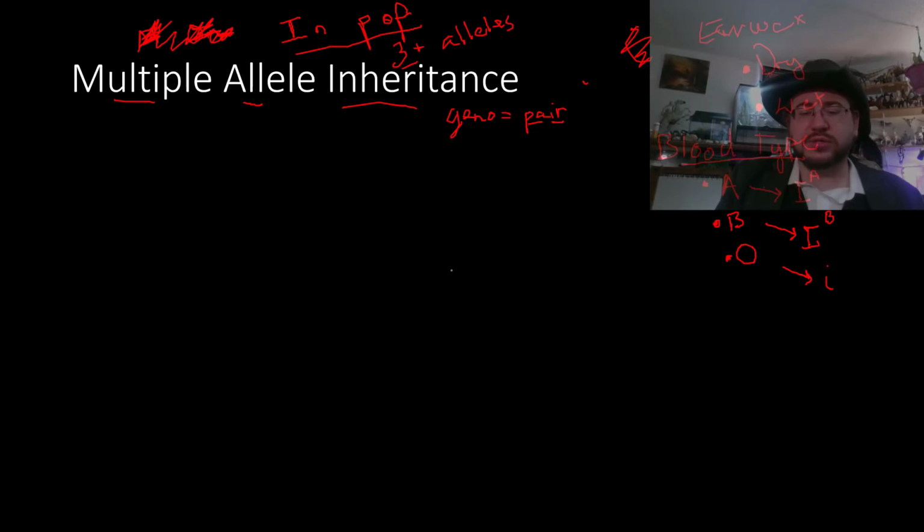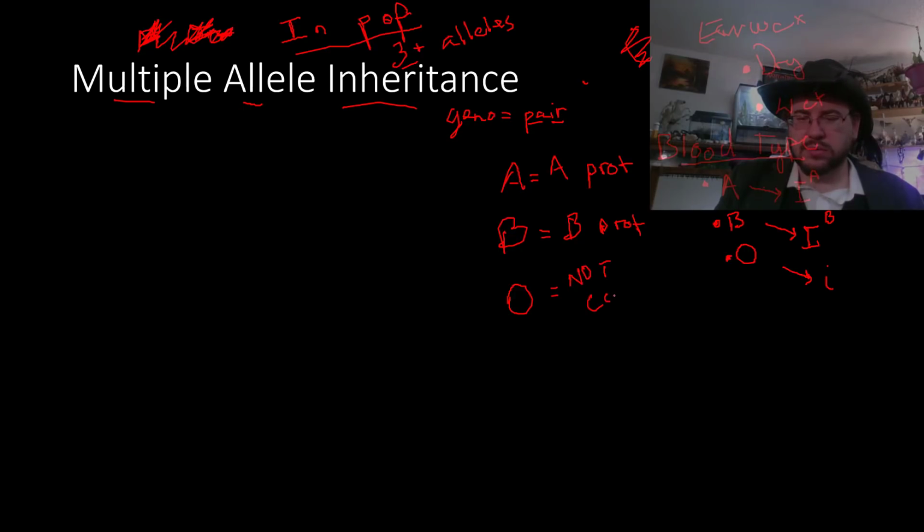I've already given it up that these are those cell proteins. So the A allele codes for A protein on the red blood cell. The B allele codes for B protein on the red blood cell. And the O allele does not code for a protein. Not coding. So it doesn't code for any particular protein.